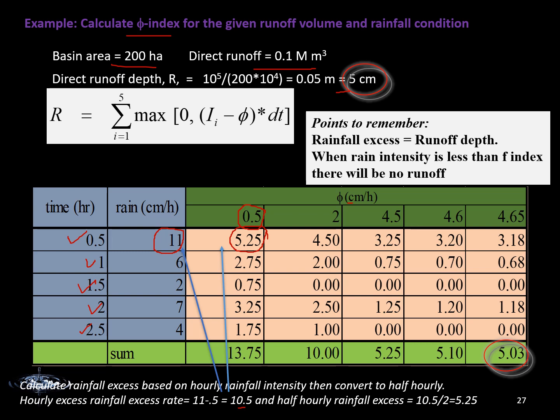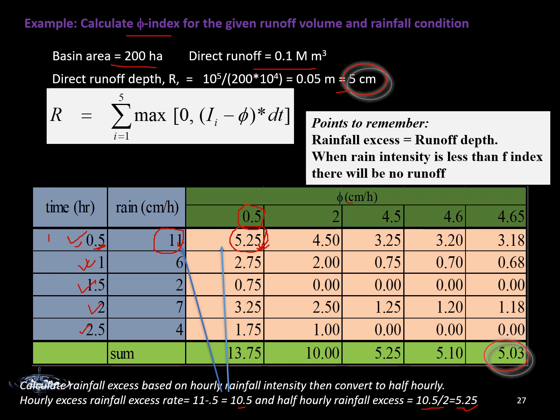And because this is half hourly, so every 0.5 hour, that's why it is half hourly. So intensity you need to convert in hourly axis. So 10.5 divided by 2, which is 5.25 centimeter per hour. Okay, so 11 centimeter per hour, and then it becomes 5.25 centimeter per hour. So this 11 centimeter per hour is for 0.5 hour. That's why you have to divide.